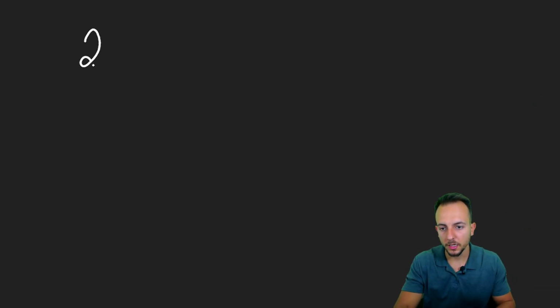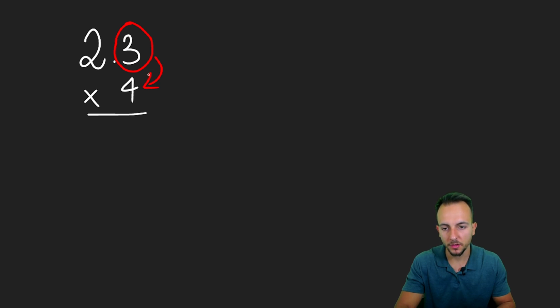How to multiply numbers with decimal places. Let's say we have 2.3 times 4. A very simple example. We need to start this math with the rightmost digit and multiply by the number underneath. So 3 times 4 is going to be equal to 12.